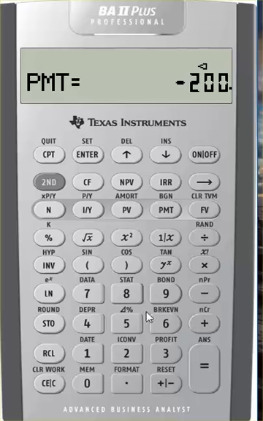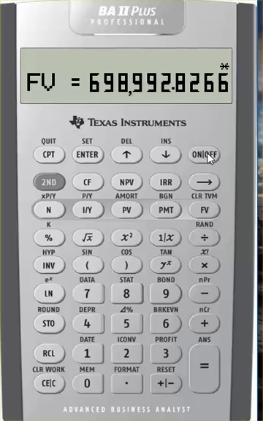So here what we're doing over 30 years, that's 360. And you were given that you were going to be able to earn 12% interest per year. And then we want to determine the future value of this annuity stream. Compute future value: $698,992, and we'll say 83 cents.